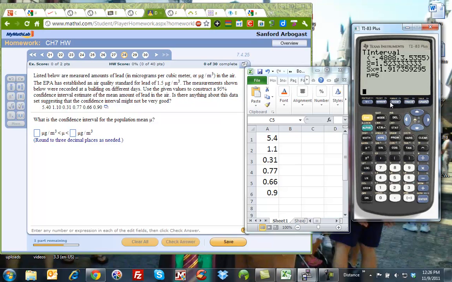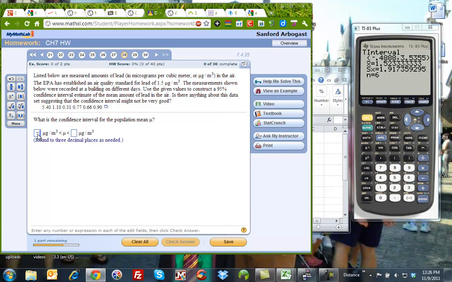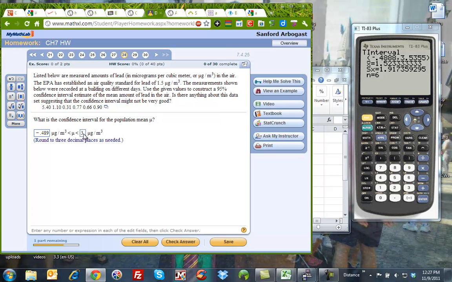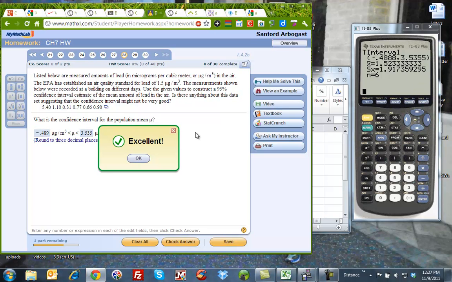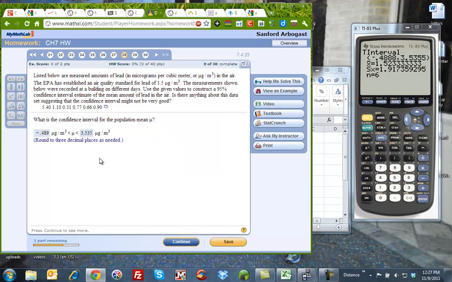And we get our values here of negative 0.4888 up to 3.5355. So here it says round to three decimal places, so we have negative 0.489 and positive 3.536. That's three decimal places. And enter. So that's the confidence interval for mu.